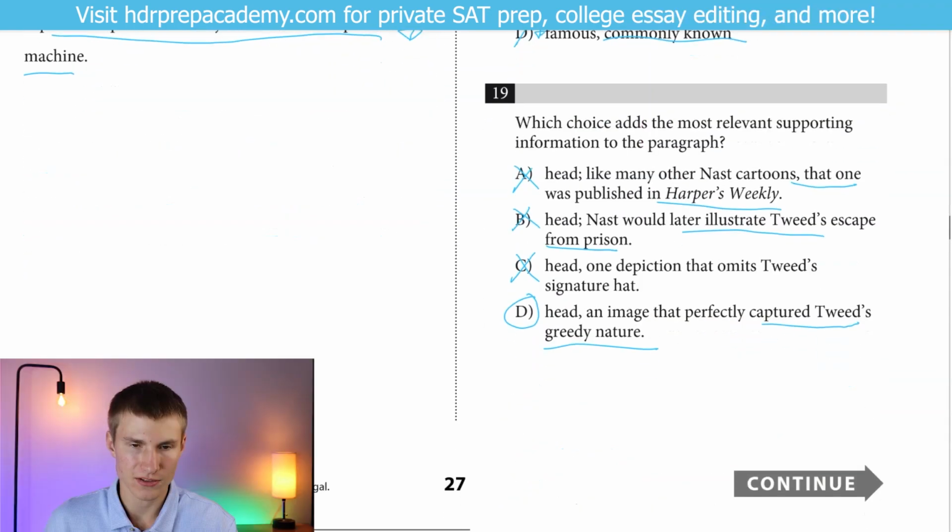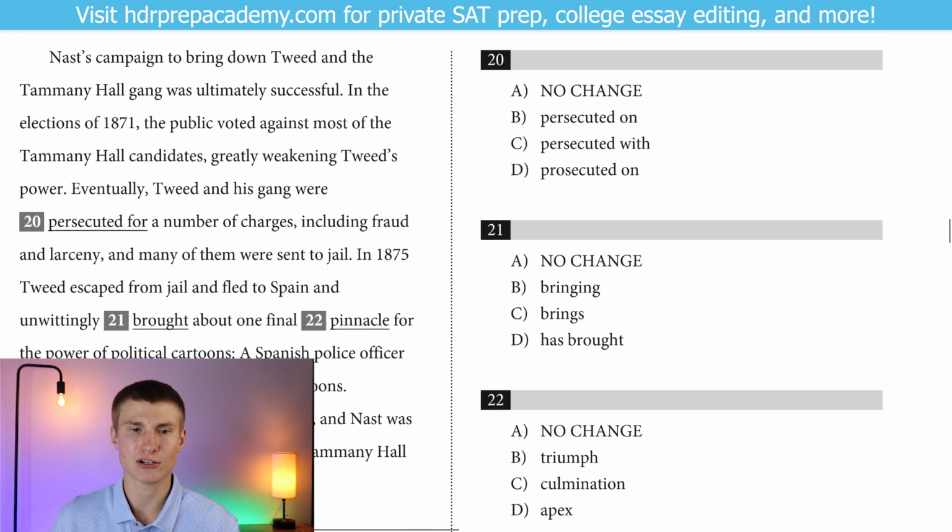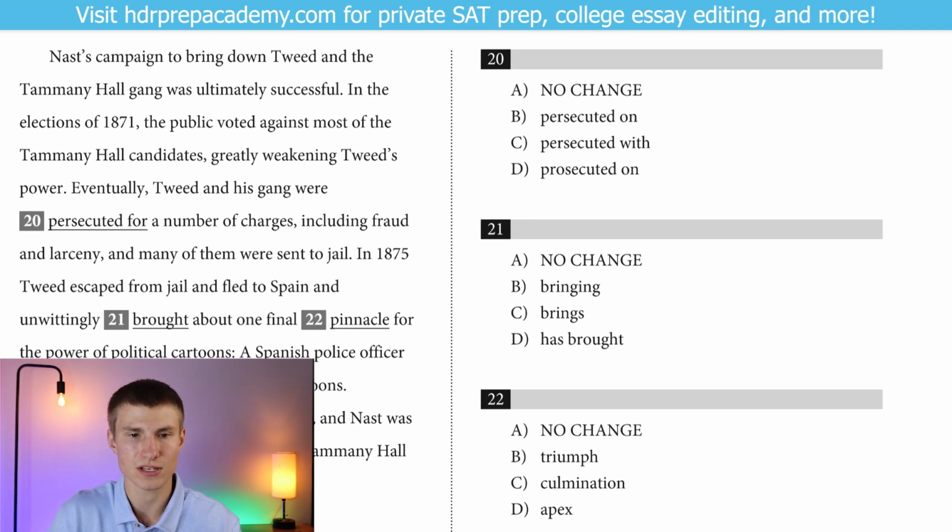That's going to be our answer there. All right, let's go ahead and keep reading on. So we have Nast's campaign to bring down Tweed and the Tammany Hall gang was ultimately successful in the elections of 1871. The public voted against most of the Tammany Hall candidates, greatly weakening Tweed's power.